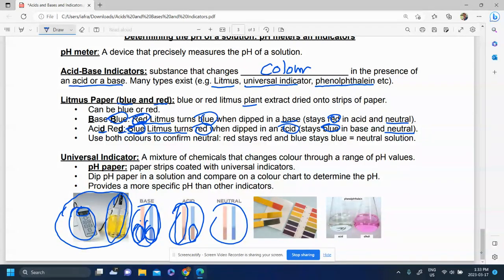The blue litmus paper stays blue in a base. The red litmus paper becomes blue in a base. The red litmus paper stays red in an acid. So now, how do you identify if something is neutral or not?